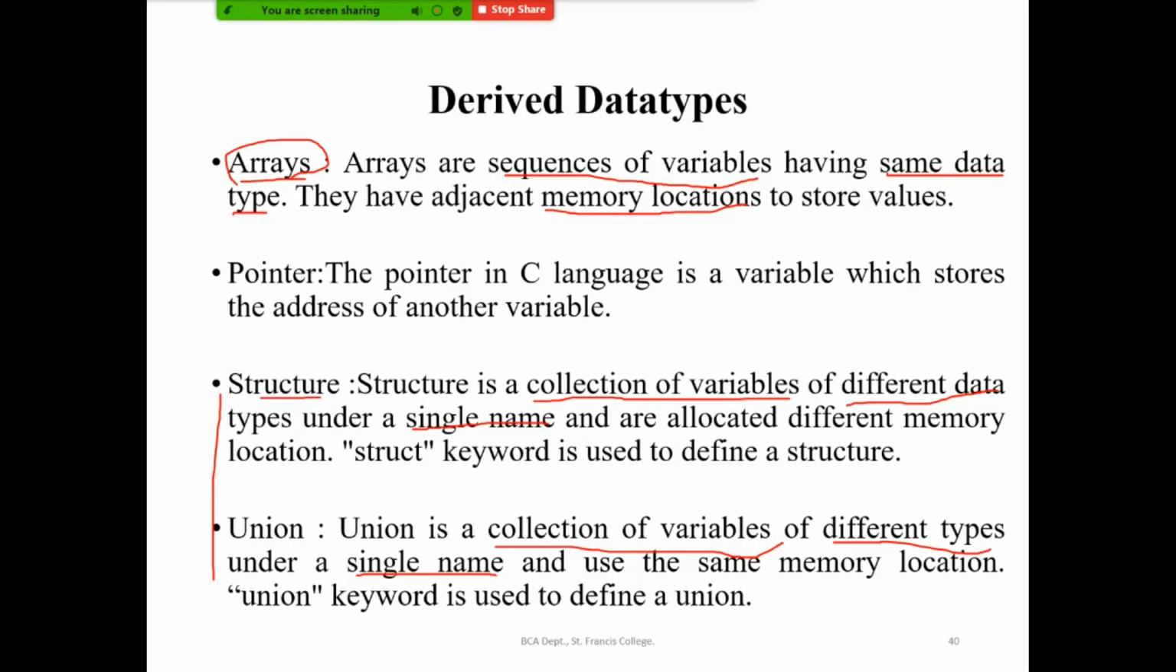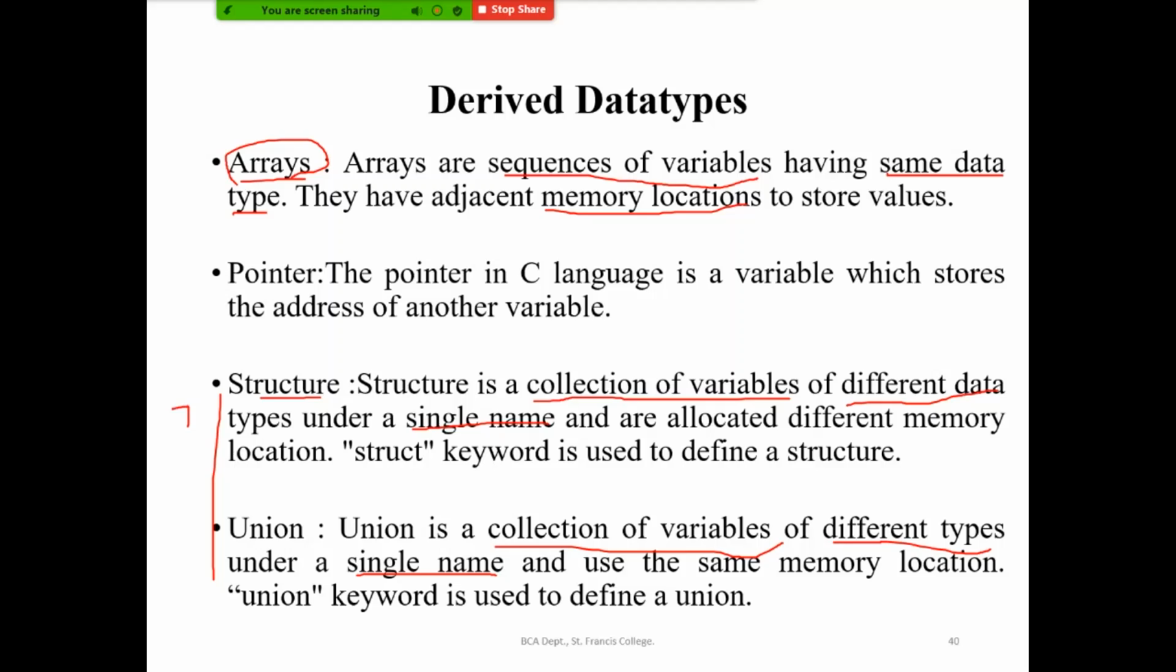Together, how many bytes are required for a structure for each of the variables to hold the value? That means 2 bytes plus 1 byte plus 4 bytes. How much will that be? 4 plus 2 is 6, 6 plus 1 is 7. So 7 bytes will be allocated if I am using a structure.